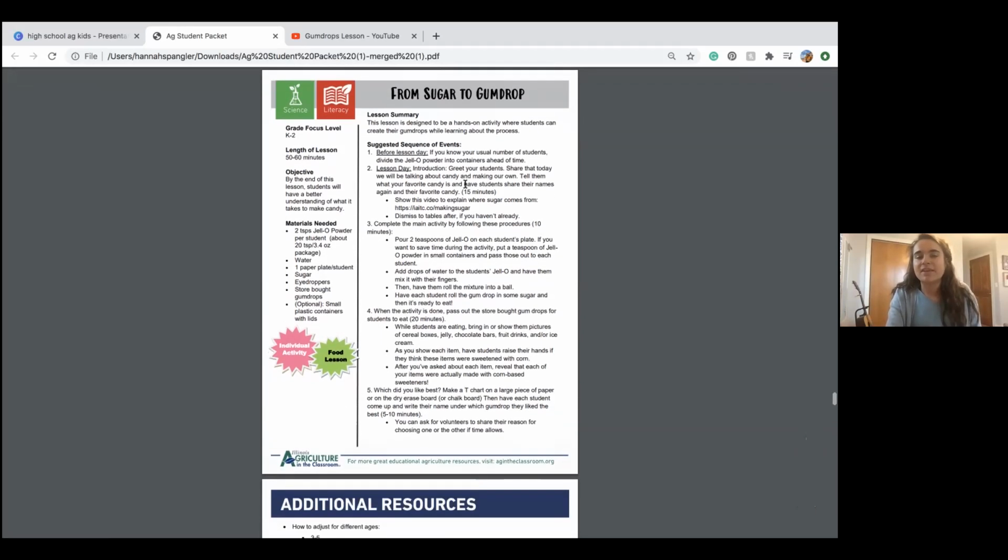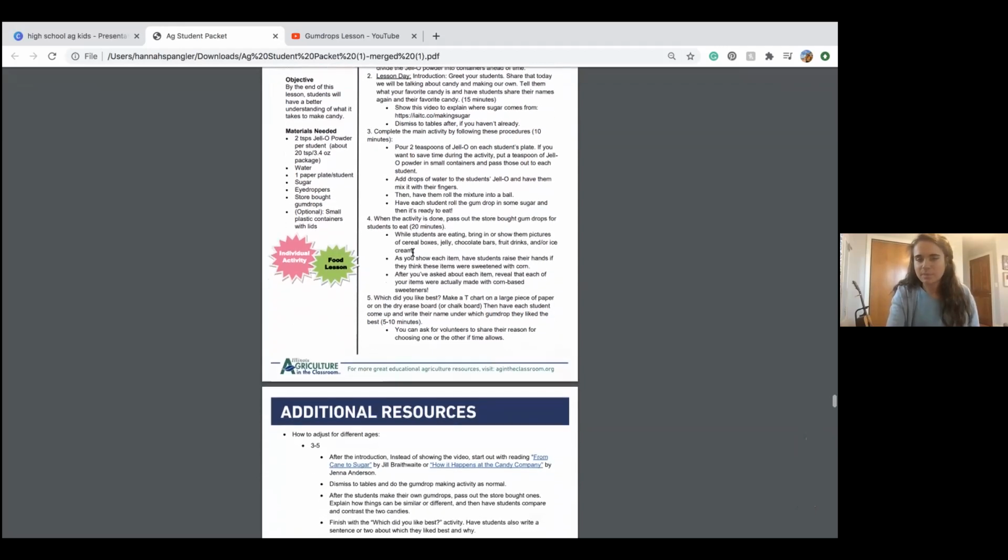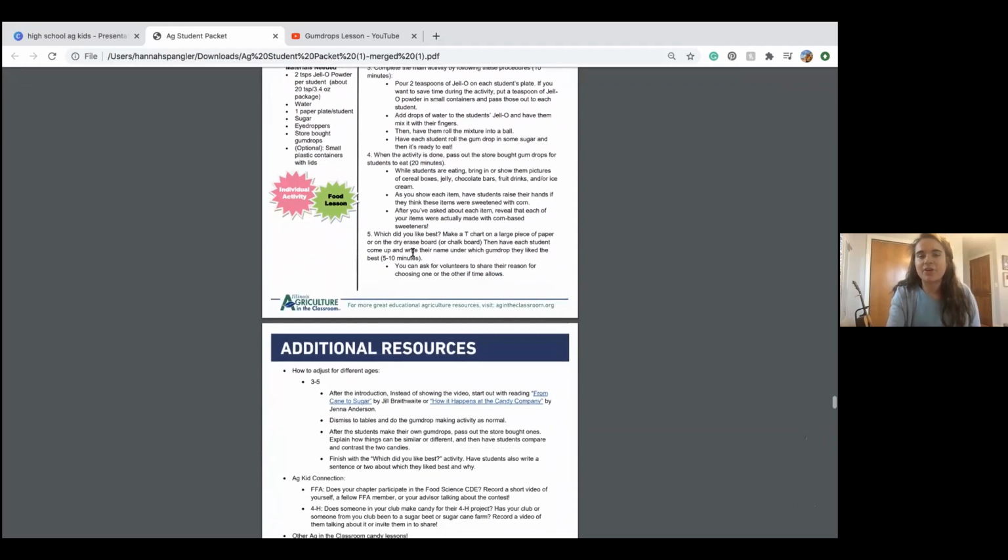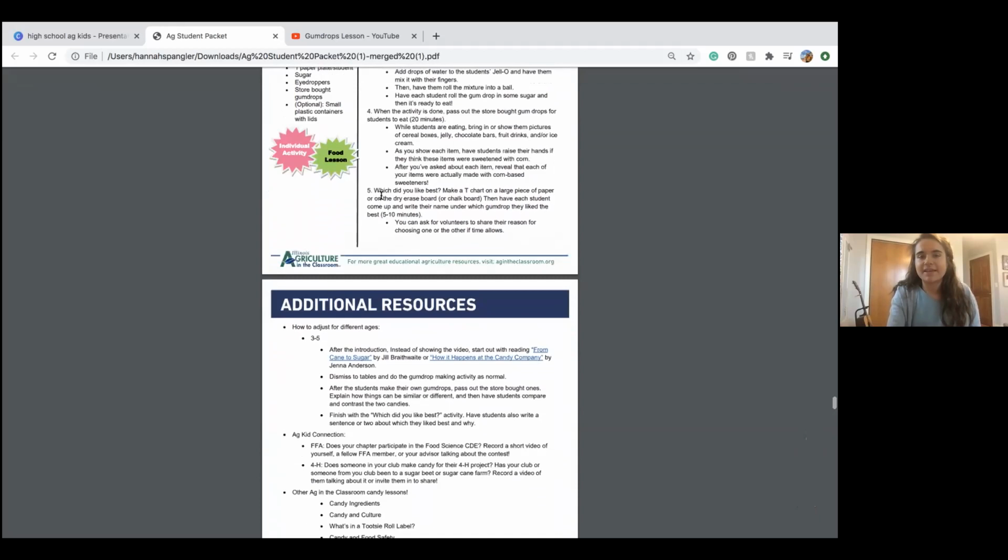And then also I wanted to have something that would let them know what they need to have done before lesson day. And so I have the before the lesson day and then what they do at the start, even like an icebreaker so they can get to know their students right away. And then of course the main activity. And then the biggest thing to note is down here I have which do you like best.